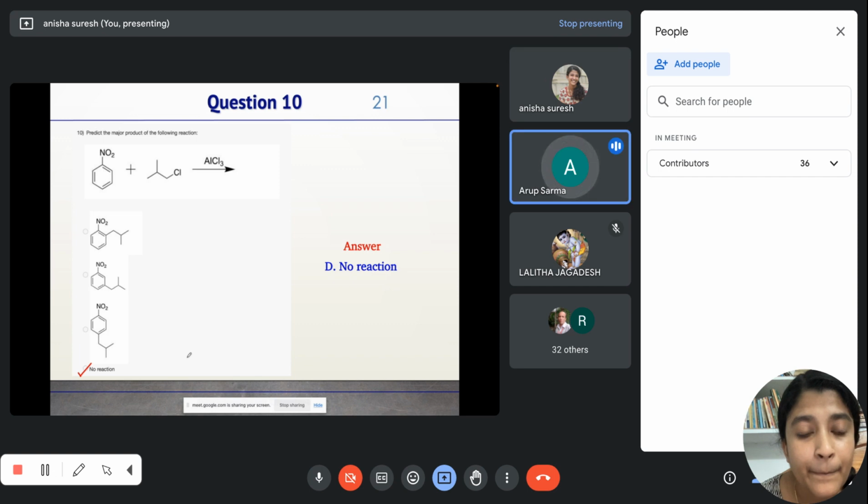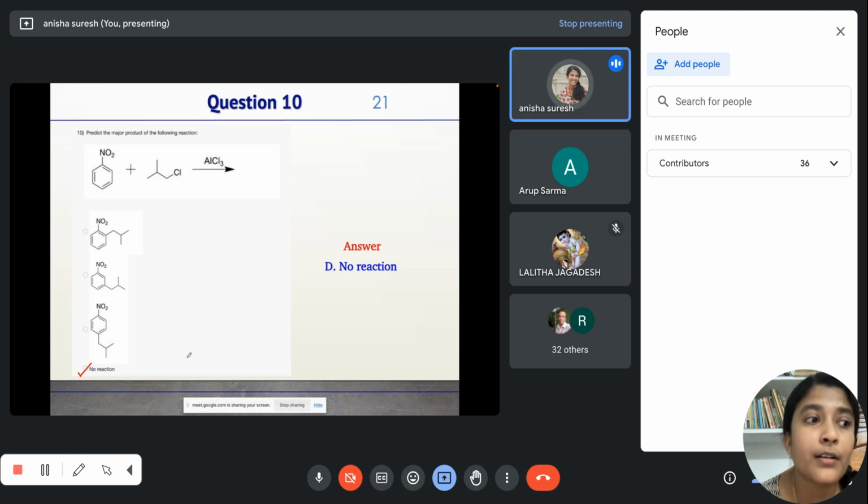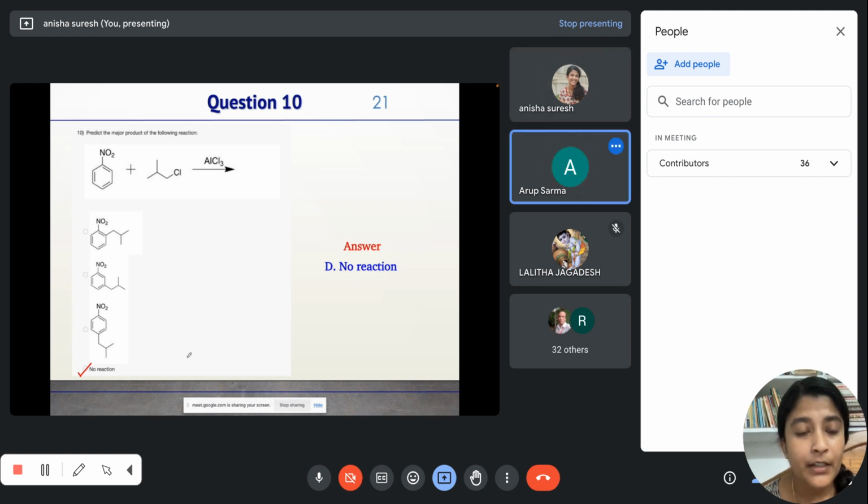But in the meta position, the electron density is greater than ortho and para. Yeah, but since the ring is overall having a positive charge over it, it is not that electron rich in nature, so that the alkylation reaction or acylation reaction can take place. Okay. Okay, ma'am.